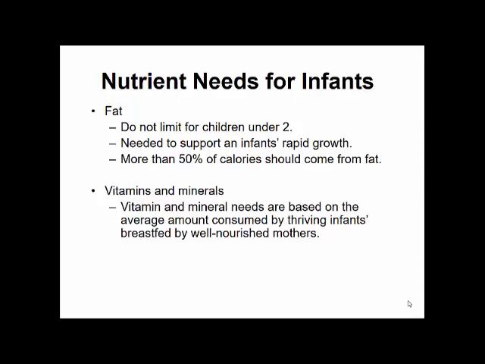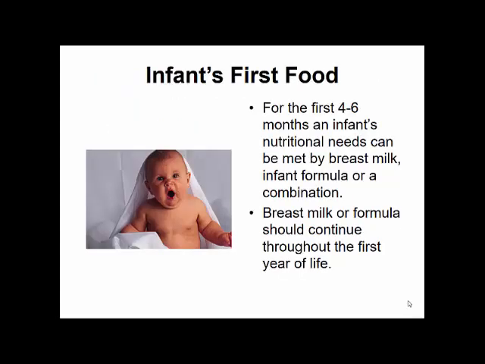Vitamins and minerals. Mineral needs are based on the average amount consumed by thriving infants breastfed by a well-nourished mother. Infants' first food. For the first 4 to 6 months, an infant's nutritional needs can be met by breast milk, infant formula, or a combination. Breast milk or formula should continue throughout the first year of life.